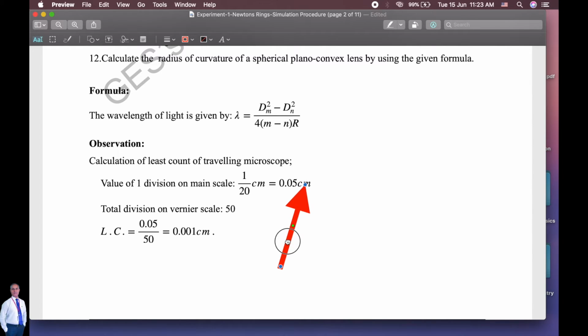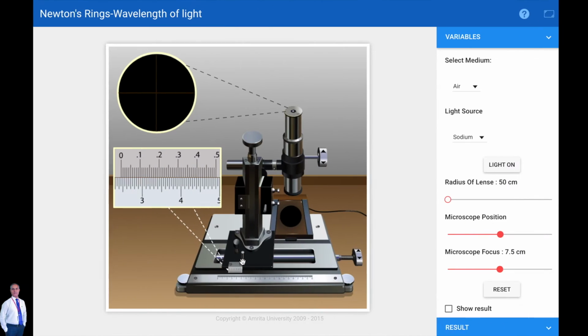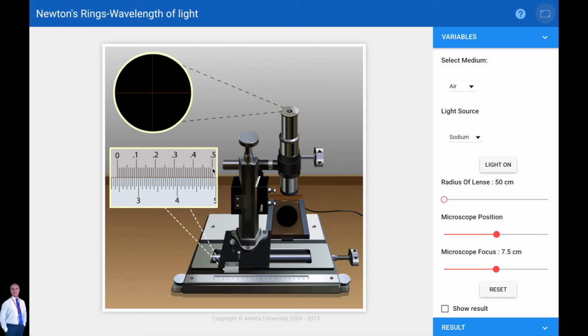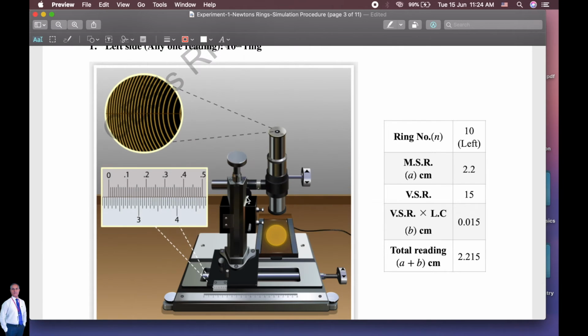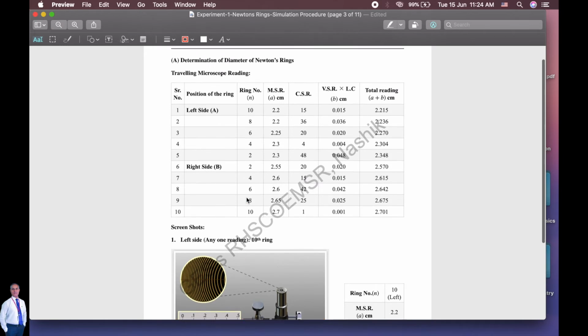Now the total divisions on vernier scale. Let's find out. Here 0 to 0.5 is written, but look carefully: from 0 to 0.1 there are 10 lines, so the total number of lines on vernier scale is 50. According to the formula, the least count is equal to 0.05, the value of one smallest division on main scale, divided by the total number of divisions on vernier scale, which is 50. So we have the least count. Now let's see how to take the readings with the help of the simulation.